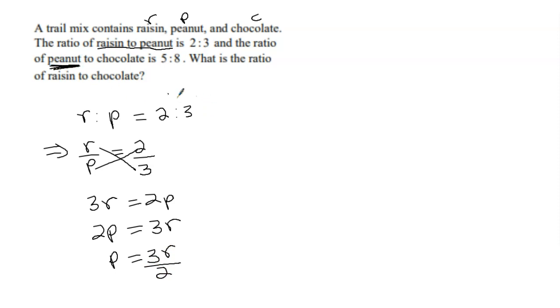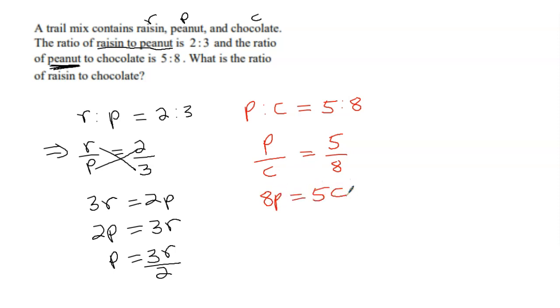So now peanut to chocolate. So P is to C is also another ratio, which is 5 is to 8. P over C is 5 over 8. You cross multiply and you get 8P is equal to 5C. Go ahead again, find the P. So we divide everywhere by 8, and P is 5C over 8.